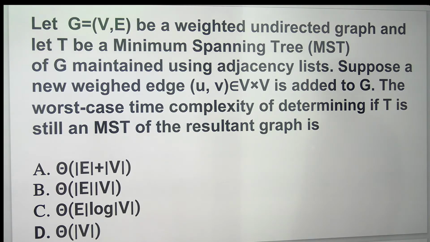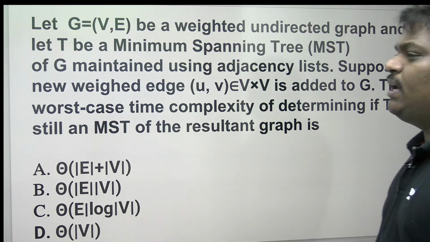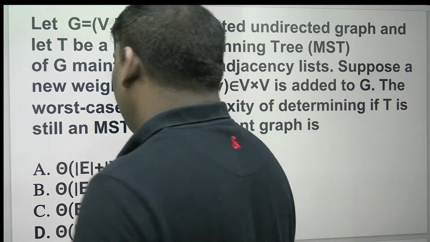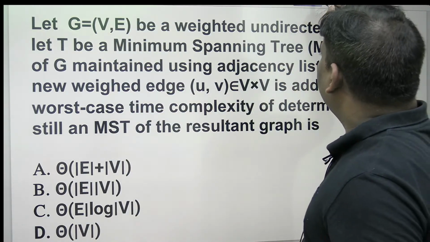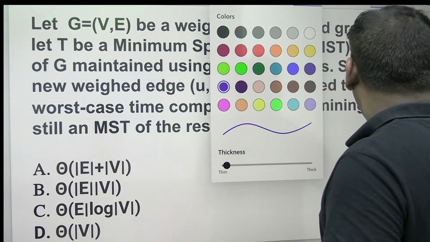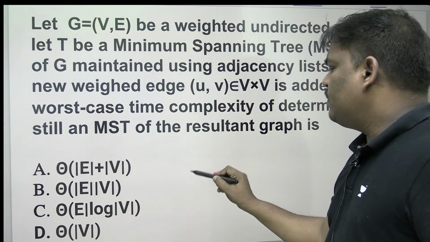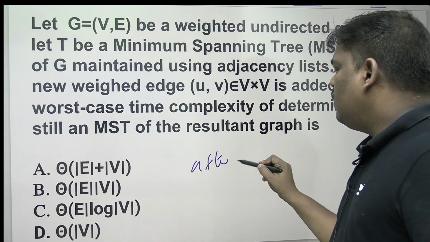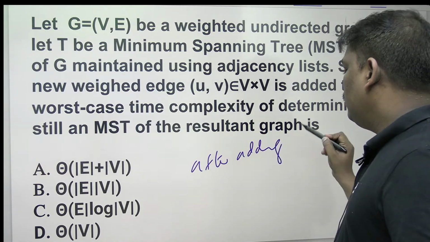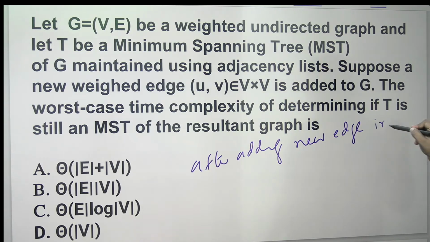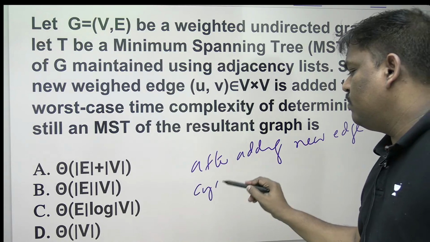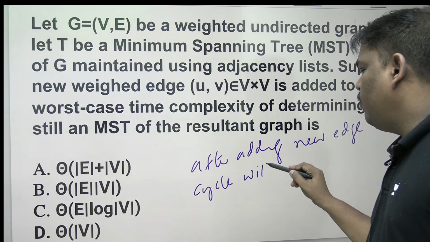So I think you have to verify by cycle checking. In that cycle, the larger edge you delete. So let me explain this answer once. After adding a new edge in the MST, a cycle will form.